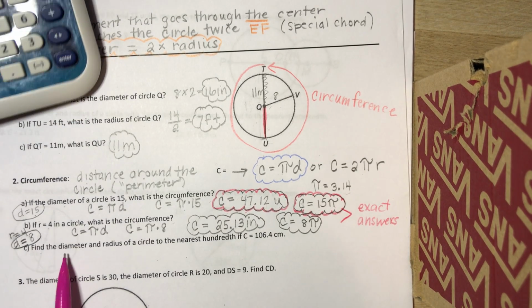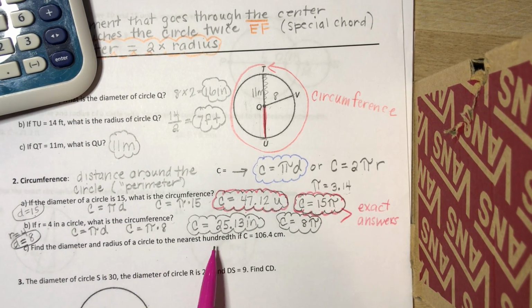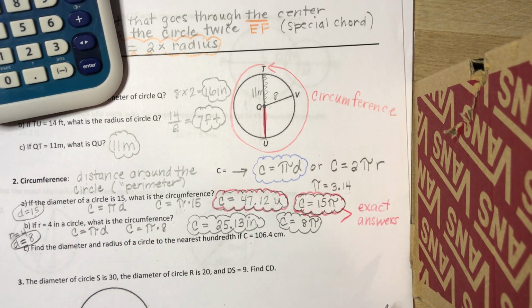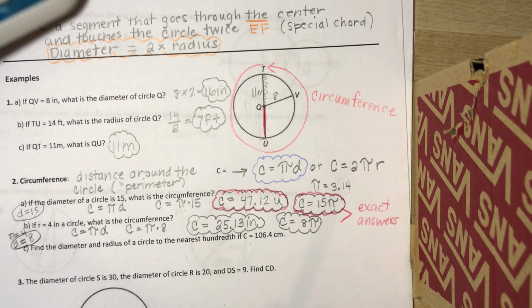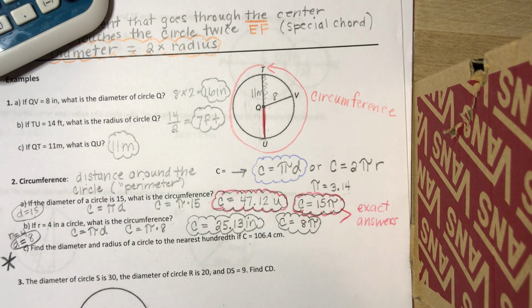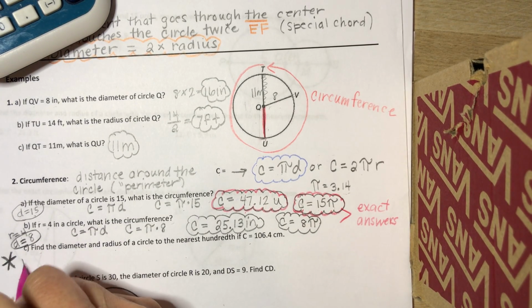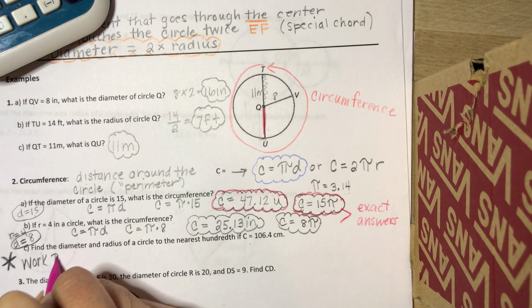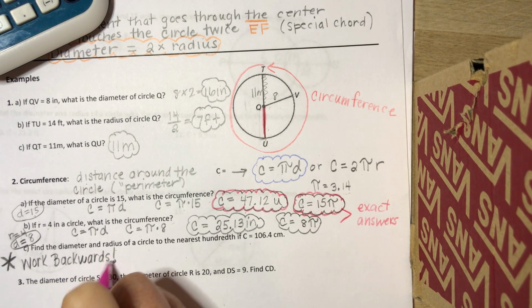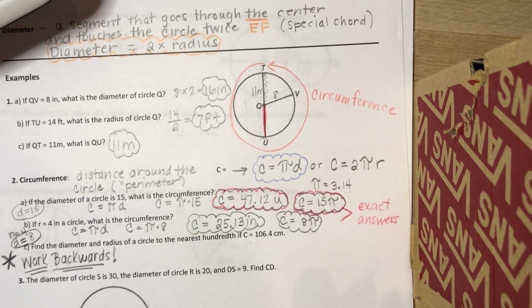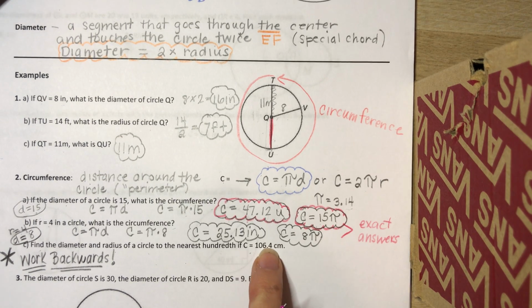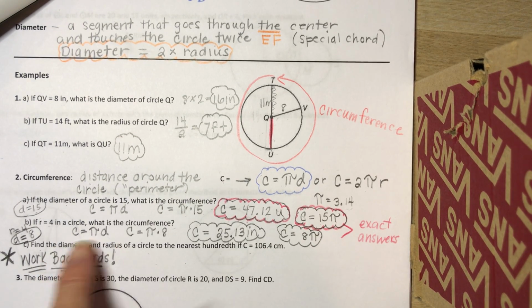Letter C, find the diameter and radius of a circle to the nearest hundredth if the circumference equals 106.4 centimeters. Now, this is one that you're really going to want to take a look at. This is one where we want to work backwards. Write that, work backwards. All right, these are the ones people tend to get stuck on because they actually give you the answer and they want you to figure out what the parts are.